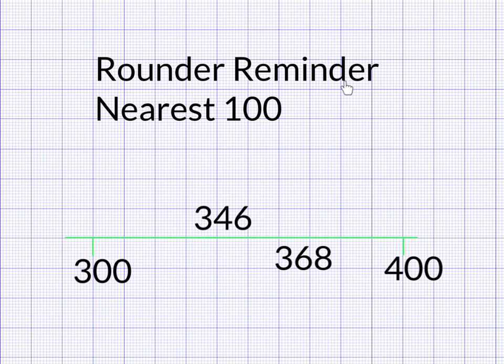Here's a rounding reminder for the nearest 100. So I've got 300 and 400, and the numbers 346 and 368. 346 is nearer 300, so we're going to round it down because it's less than 350. And 368 is more than 350, so we're going to round it up to 400. This is for estimating.